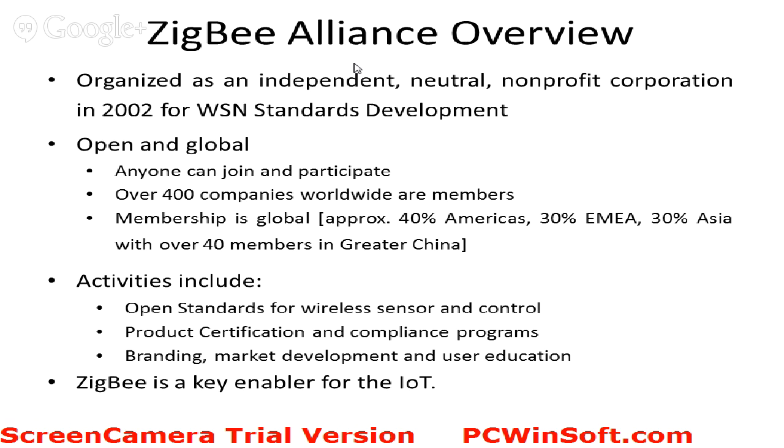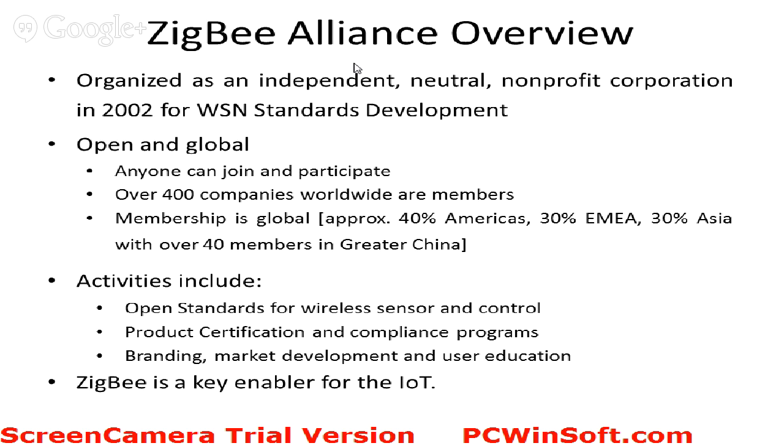The activities of the ZigBee Alliance include, number one, to develop open standards for wireless sensor and control, then product certification and compliance programs, as well as the branding, market development, and user education. The ZigBee trademark is basically held by the ZigBee Alliance.